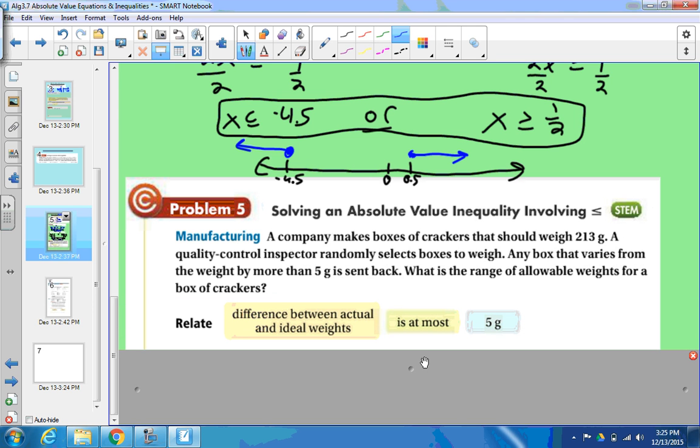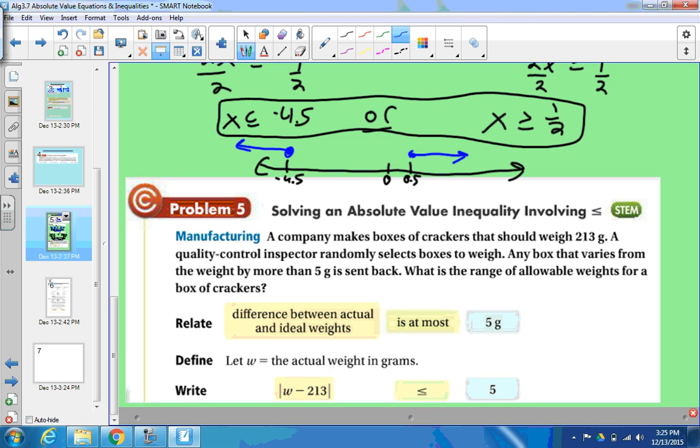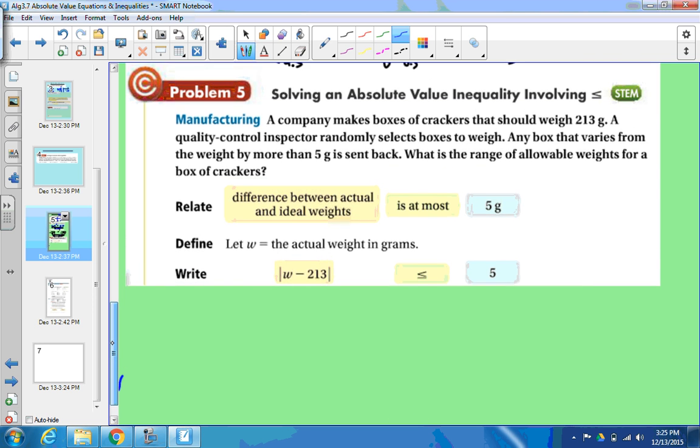So, let's set it up. The difference between the actual weight and what you want it to be can be at most 5 grams. It can't be any more off than 5 grams. So if you write that out, we'll make W the variable, and let's write the inequality. Whatever W is would be the actual weight minus the expected weight, and that difference, we just want it to be positive right now, has to be at most 5 grams. So it has to be less than or equal to 5 grams, and there's the inequality.